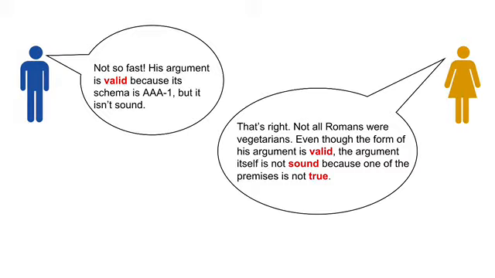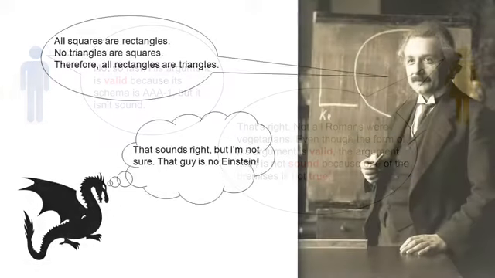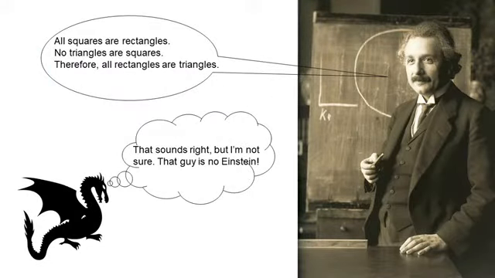And the girl in gold says, that's right. Not all Romans were vegetarians. Even though the form of his argument is valid, the argument itself is not sound because one of the premises is not true. Now let's try another one.